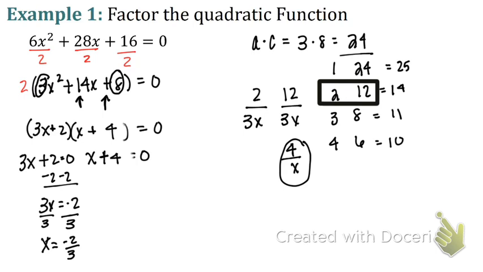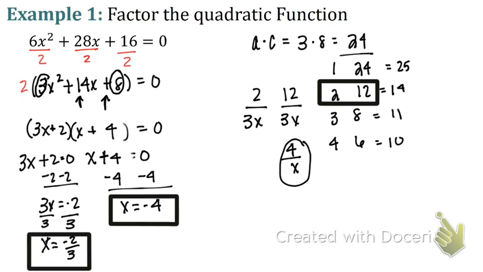So x plus 4 equals 0. I'm going to subtract 4 from both sides, and x is going to equal negative 4. So now I see that my 2 solutions to this quadratic equation are x equals negative 2/3 and x equals negative 4.